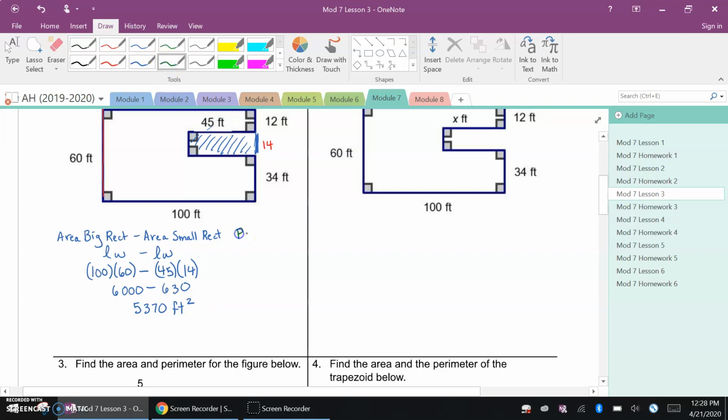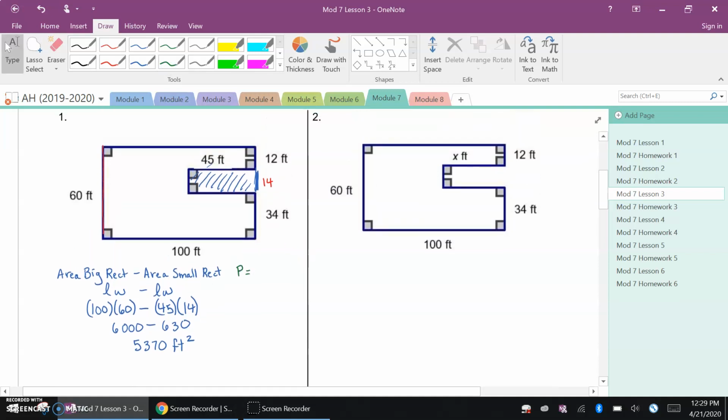To come up with the perimeter, we're just going to make sure we add up all the sides. So if you start here for the perimeter, we need to make sure we're walking all the way around the figure. So we've got 100 and 100. We have 60 and another 60. And then we need to take into account this little part here because we do need to walk through this part as well. So we've got 45 and 45. Once we add that all together, we are going to get 410 feet.